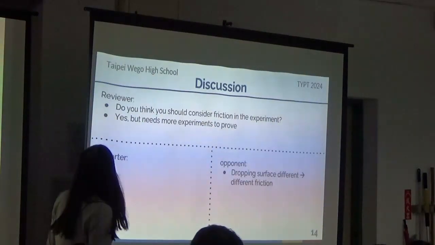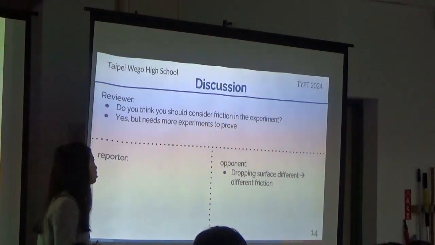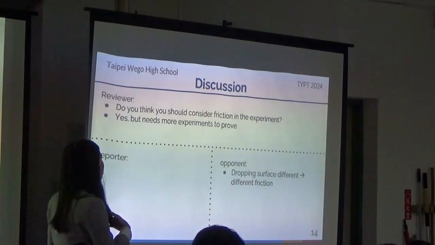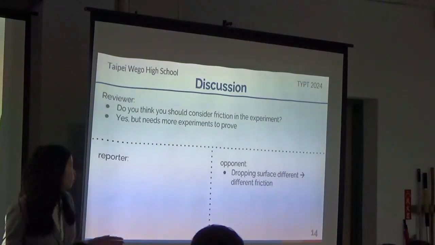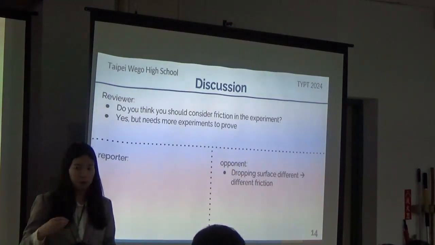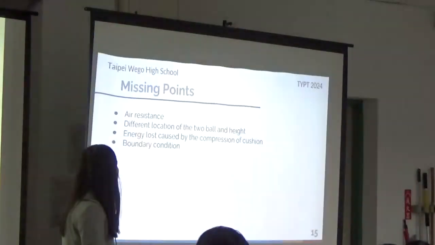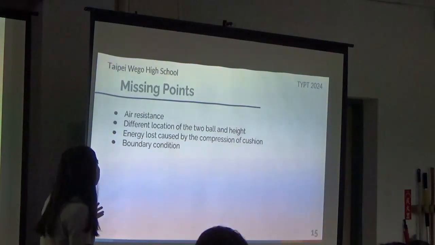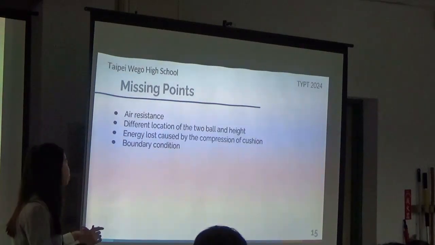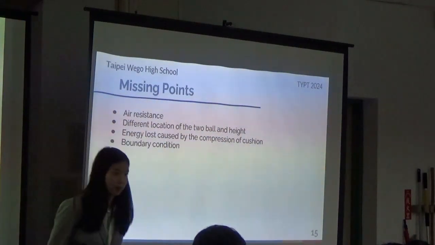And do you think that you should consider the frictions in an experiment? We think that yes, but everyone needs more experiments to prove the friction's effects on it. And the missing points are air resistance, different locations of the two poles' height, energy loss, and boundary condition. That's my review. Thank you.